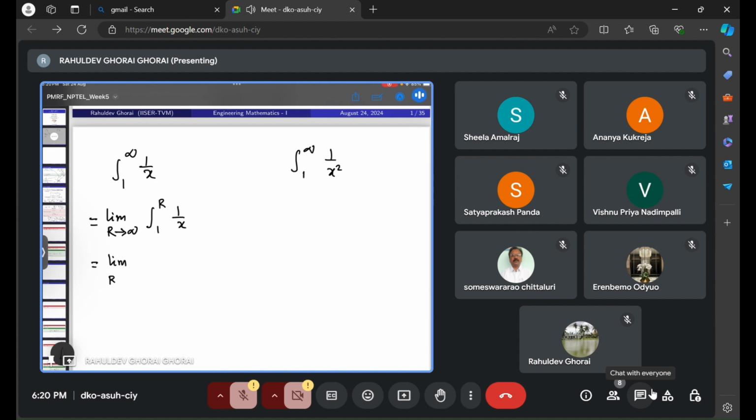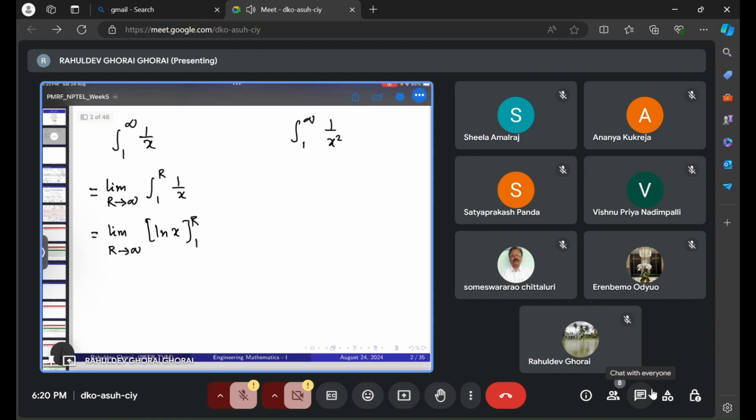Then limit as r tends to infinity. This will be ln x, evaluated from 1 to r, and that is nothing but limit as r tends to infinity of ln r minus ln 1, and ln 1 is 0. So that will be limit as r tends to infinity of ln r, which is infinity. So the integral from 1 to infinity of 1 by x, that improper integral diverges. So we can say that it is divergent.